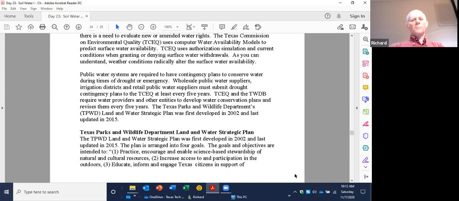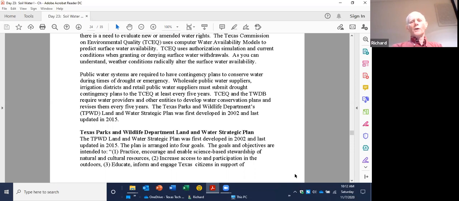Wholesale public water supplies, irrigation districts, and retail public water suppliers must submit draft contingency plans to the TCEQ every 5 years. The Texas Commission on Environmental Quality and the Texas Water Development Board require water providers and other entities to develop water conservation plans and revise those every 5 years. Humans typically think on a linear scale, but population might change and it might be a logarithmic scale. So they have to do this every 5 years.